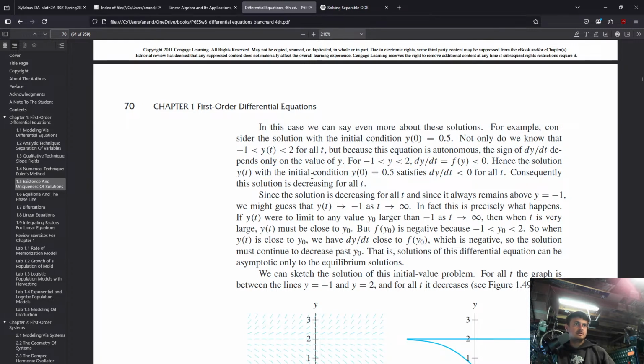Consider the solution to the IVP y of 0 is equal to 1/2. Not only do we know that -1 is less than y of t is less than 2 for all t, but because this equation is autonomous, the sign of dy/dt depends only on the value of y.